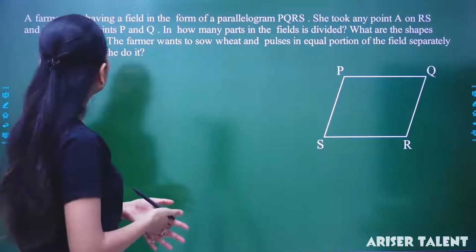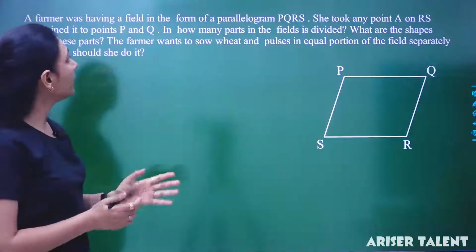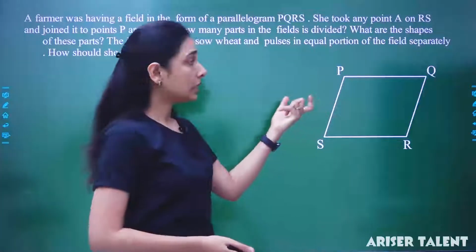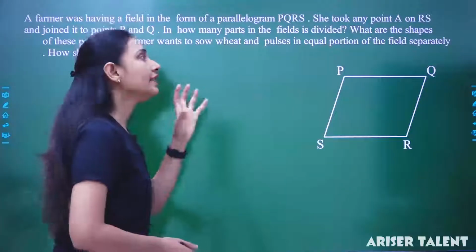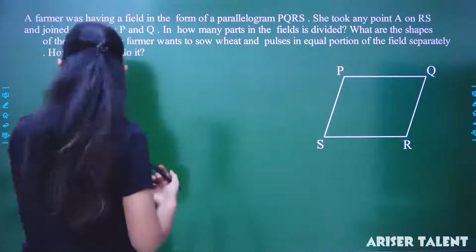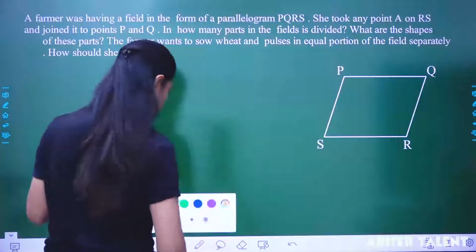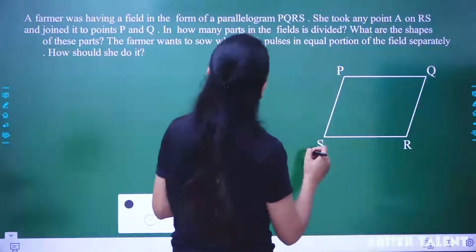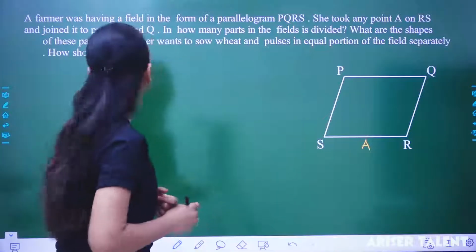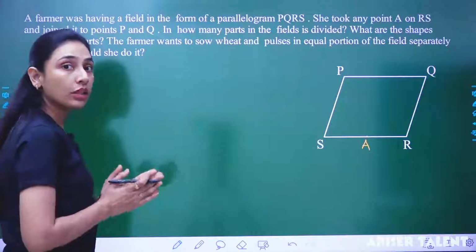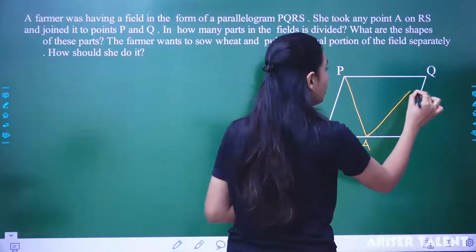Next, a farmer was having a field in the form of a parallelogram PQRS. What was the farmer having? A field shaped like a parallelogram, mentioned here as PQRS, and she took any point A on RS. So, let us take any point A on RS, okay, point A, and join it to points P and Q. Now, this point has been joined to P and Q.